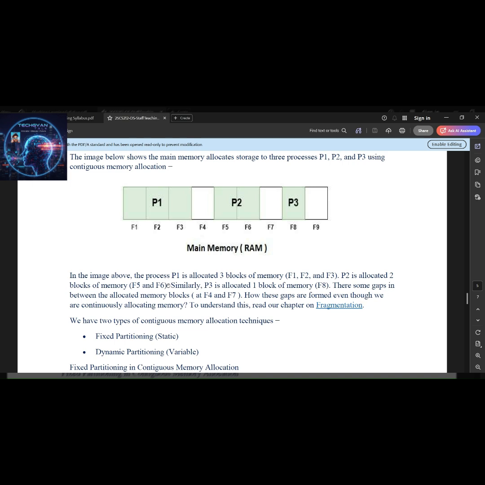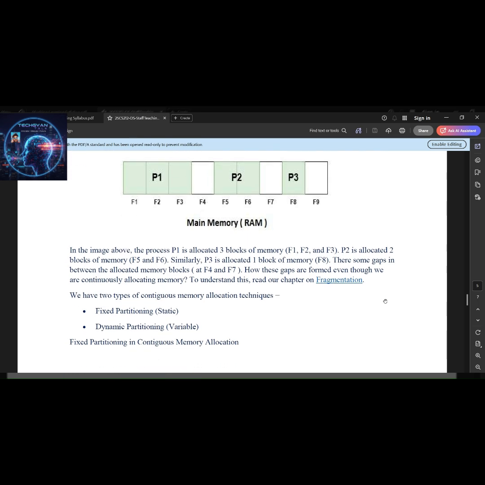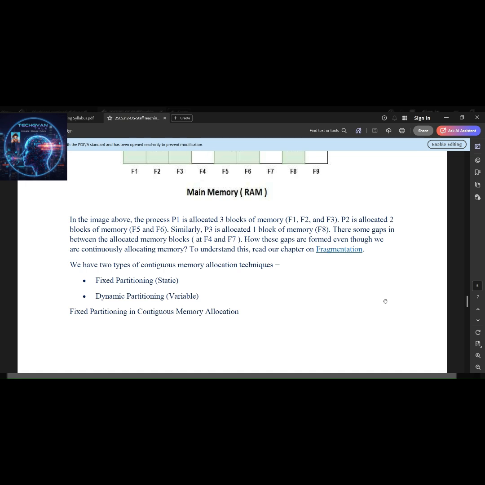There are some gaps in between the allocated memory blocks, which are at F4 and F7. How are these gaps formed, even though we are allocating memory continuously? To understand this, we have to read about fragmentation. Here we have two types of contiguous memory allocation techniques: fixed partitioning, the static type, and dynamic partitioning, the variable type.